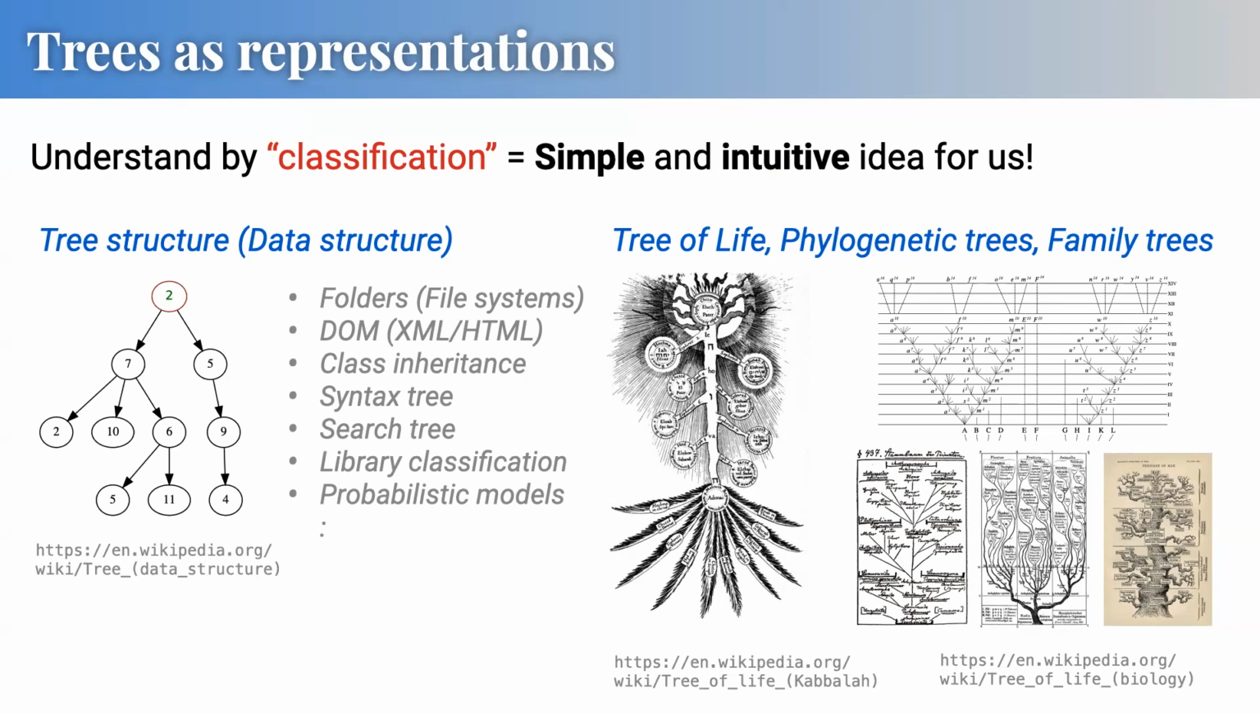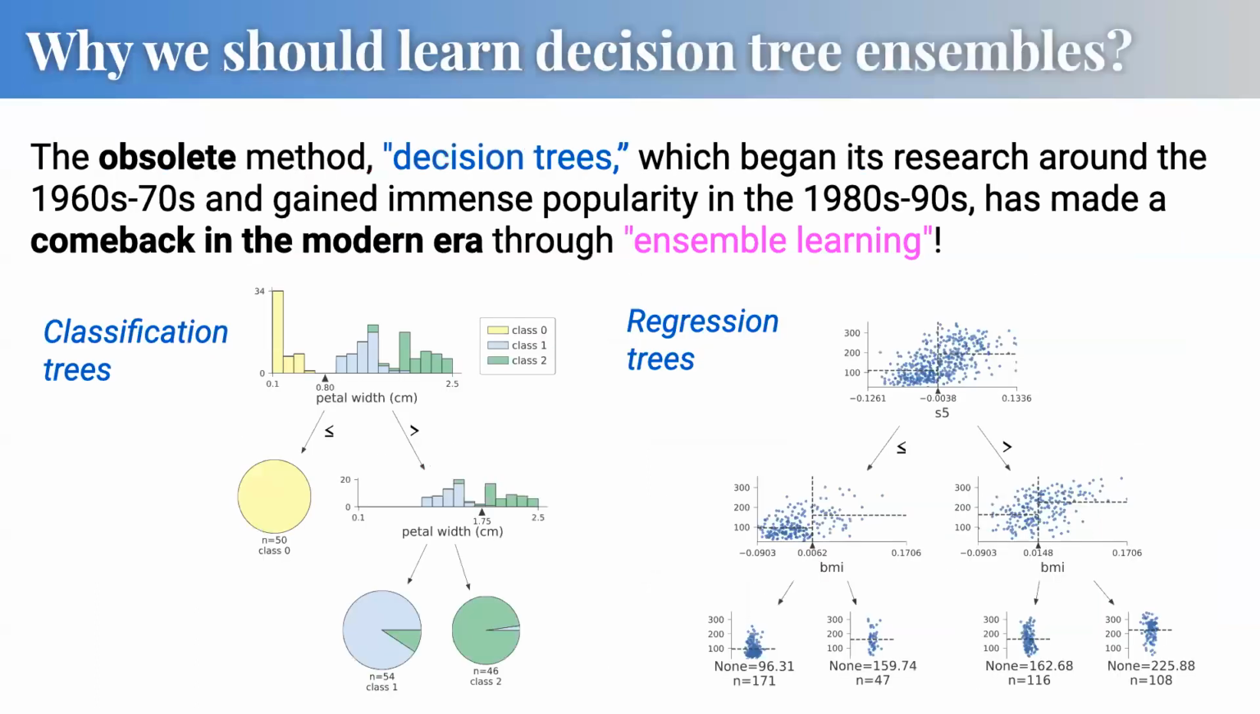This is why we like the tree structure: it's very simple and intuitive and very easy to handle. Besides machine learning algorithms, we will see tree-shaped representations in various places. Basically, the decision tree algorithms we will cover from here are very classic algorithms. I would even say obsolete algorithms. Research on them began around the 60s or 70s.